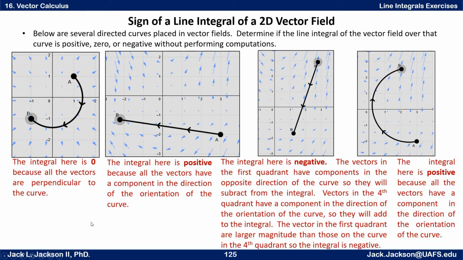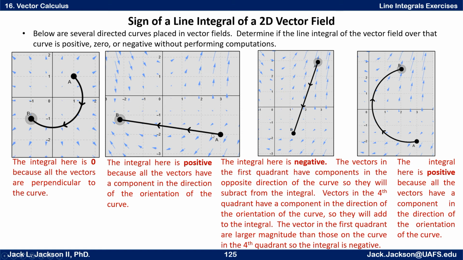Well, it turns out that this first one, the integral is actually 0. This is a semicircle centered at the origin, and all these vectors point away from the origin. So that means that every one of these vectors is perpendicular to the curve. Vectors perpendicular to the curve don't add or subtract anything from the integral. So all those dot products would be 0, and in fact this turns out to be a 0 line integral.